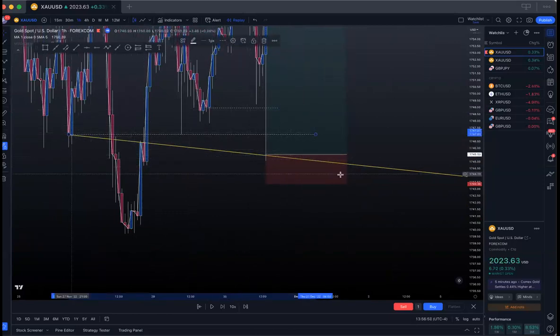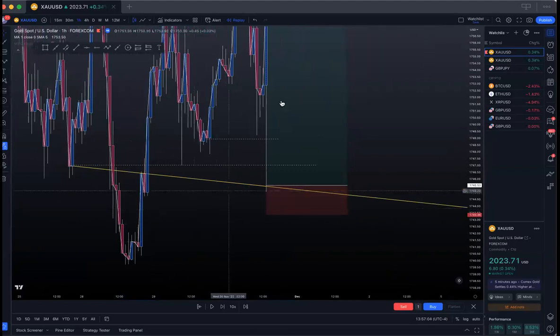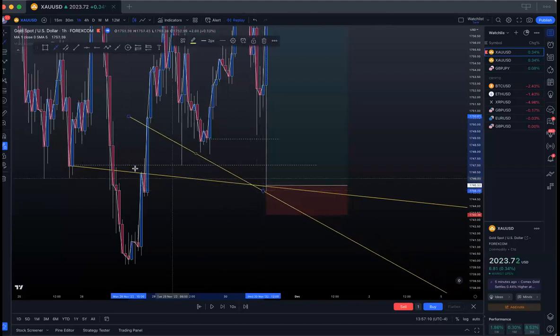Your entry cannot come in unless you can identify a trend line that is below this SNR level. If you're buying your SNR level, your trend line has to cross the SNR. So for the third tap, it must be below the SNR. If you're selling, it's just the opposite.